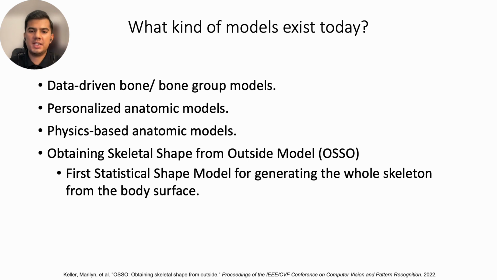Finally, we have the obtaining skeletal shape from outside, or the OSSO model. This is the first statistical shape model for predicting whole skeletons from the body surface. This was trained on a dataset containing different body shapes, and so this is representative of the general population and provides a detailed anatomy for the patient based on their body shape.